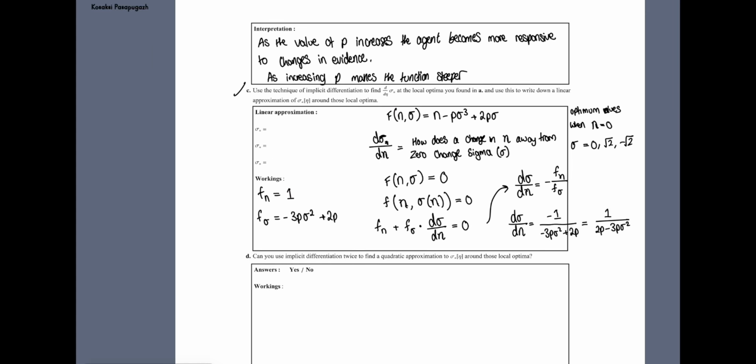And that's part C. Part D is now saying, can you use implicit differentiation twice to find a quadratic approximation to the optimum values of sigma as a function of eta around these local optima?